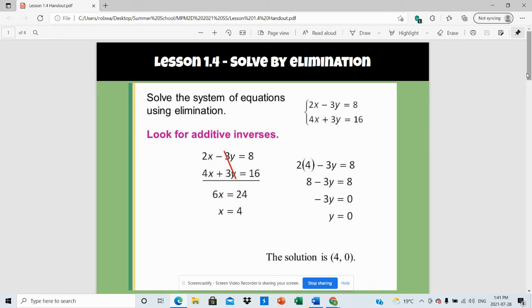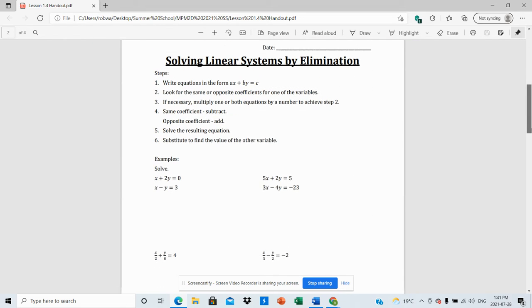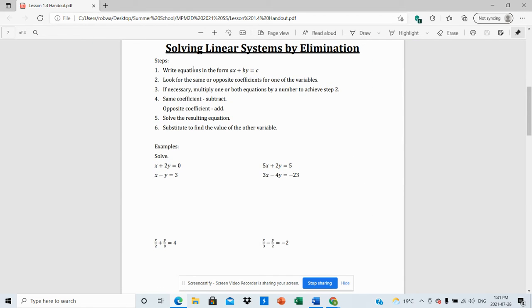All right, so let's just go through those steps one more time. First step, we want to make sure that our equations are in the form of ax plus by equals c. Basically, you want your variables on one side, your constants on the other side. Once we've done that, we're going to look for the same or opposite coefficients for one of the variables. The key here is you want the number in front of the x to be the same for both equations, or in front of y, you want that number to be the same.